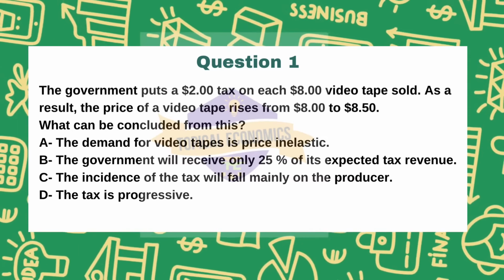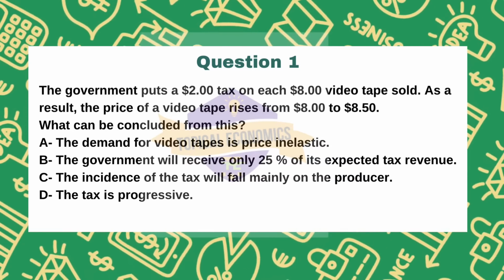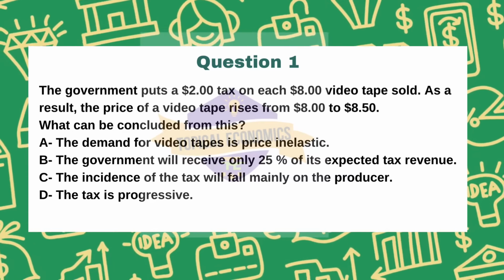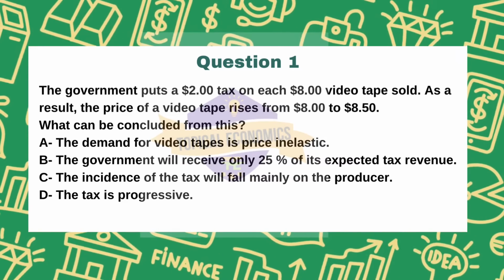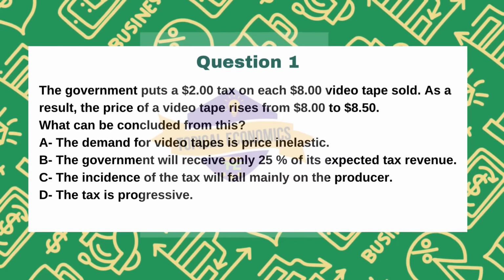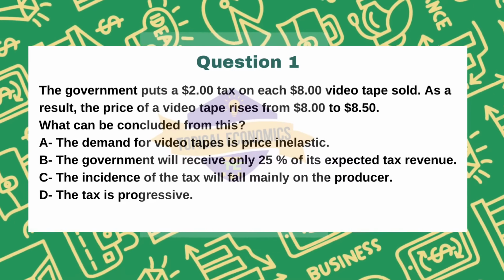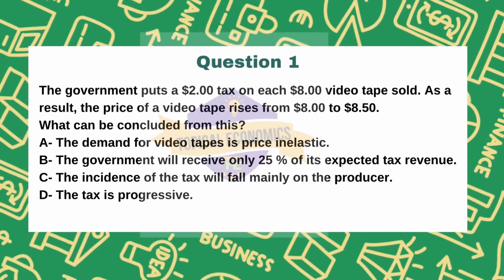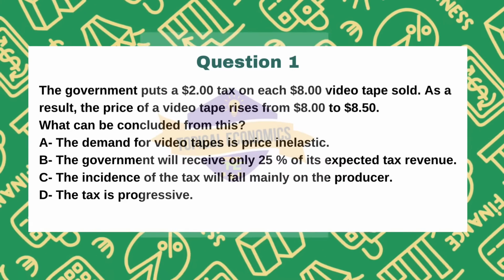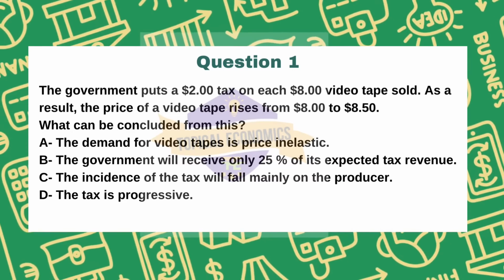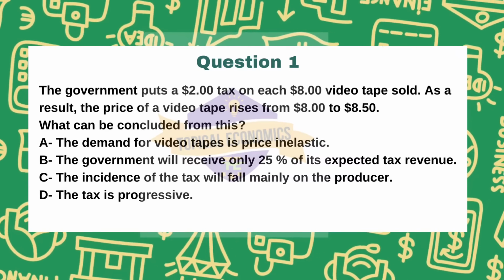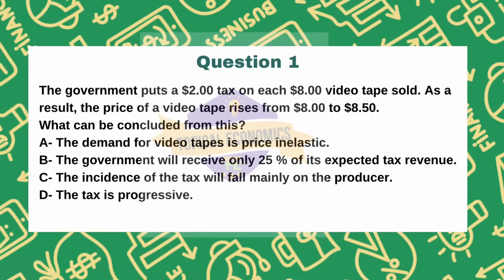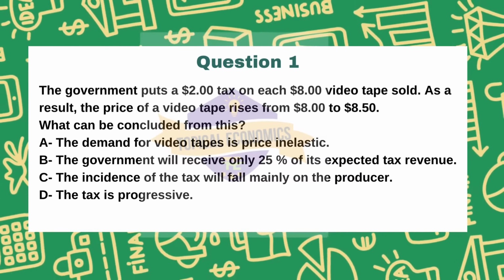Option A. The demand for videotapes is price inelastic. If the demand were price inelastic, most of the tax would be passed to the consumer, and the price would increase closer to the full $2. Option B. The government will receive only 25% of its expected tax revenue. This conclusion cannot be drawn from the information provided. The tax revenue would depend on the total number of videotapes sold, not just the price change. And Option D. The tax is progressive. This option is unrelated to the nature of the tax on videotapes. A progressive tax refers to a tax rate that increases as income increases, not to a tax on goods.